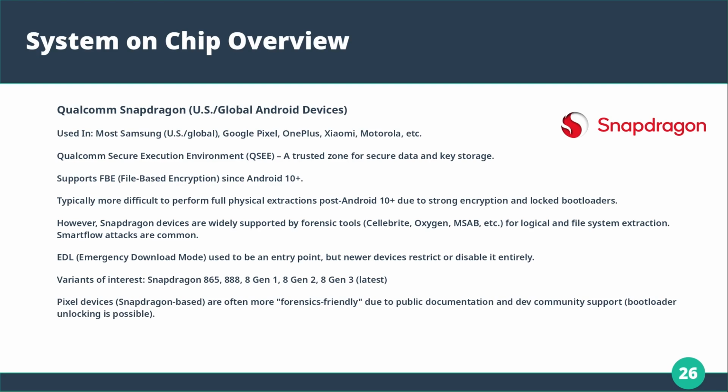In general, we have JTAG, which is a method that reads memory via debug ports on the motherboard, allows access to live memory, requires precise soldering or pogo pin interfaces, and has certain limitations in that it often is disabled on production devices or protected via secure boot measures.